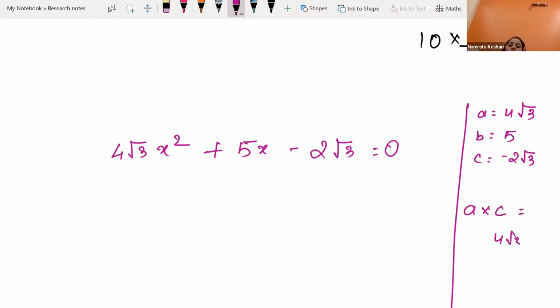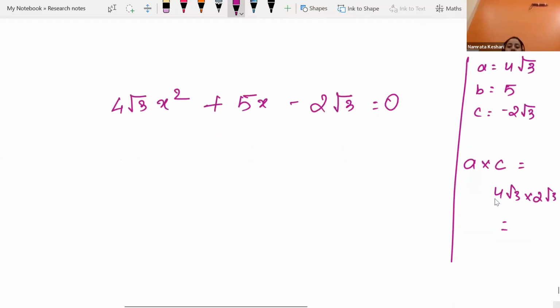That is 4 root 3 into 2 root 3. What is 4 root 3 into 2 root 3, Zoha? It's 8 into 3. It's 24. Okay, now because we have to split 24 by using two such numbers which added or subtracted together must generate 5. This is so simple. It's plus 8 minus 3.